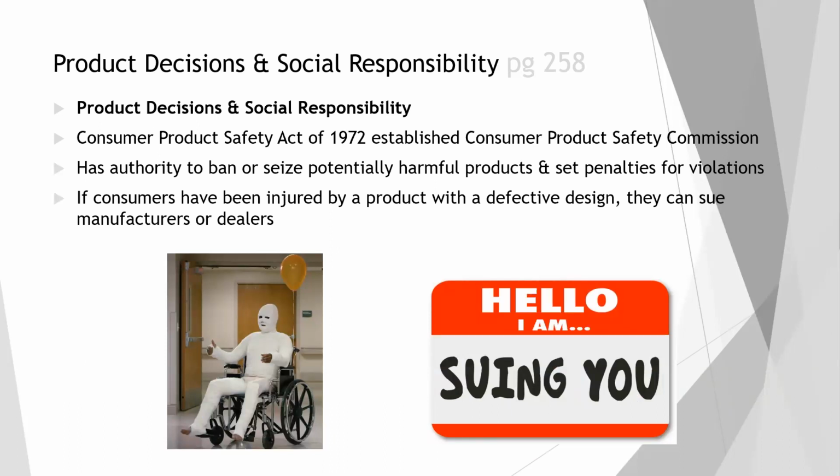So the Consumer Product Safety Act of 1972 established the Consumer Product Safety Commission. Now, what this means is they have the authority to seize or ban any potentially harmful products and set penalties if we violate this. If we create and bring to market a product that causes injuries, causes death. So if consumers have been injured by a product with some defective design, that means that legally they can sue the manufacturers or dealers.